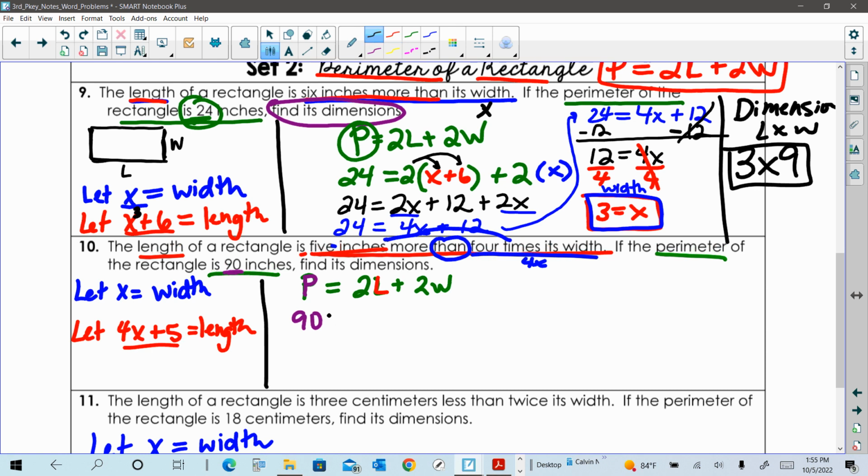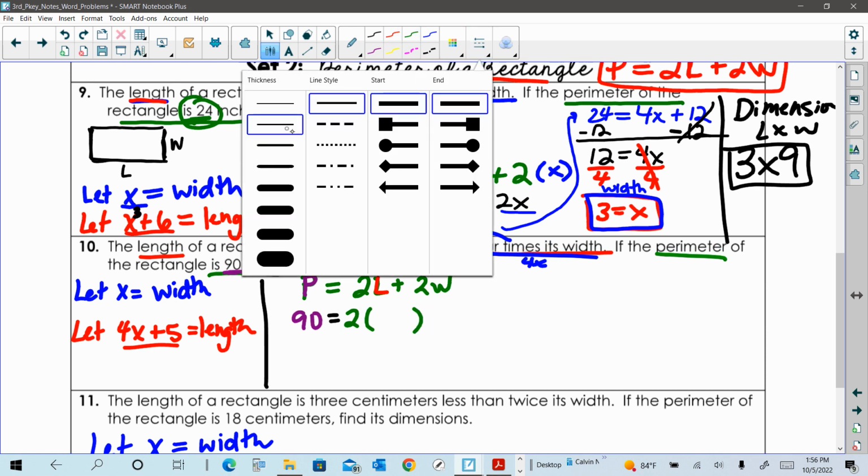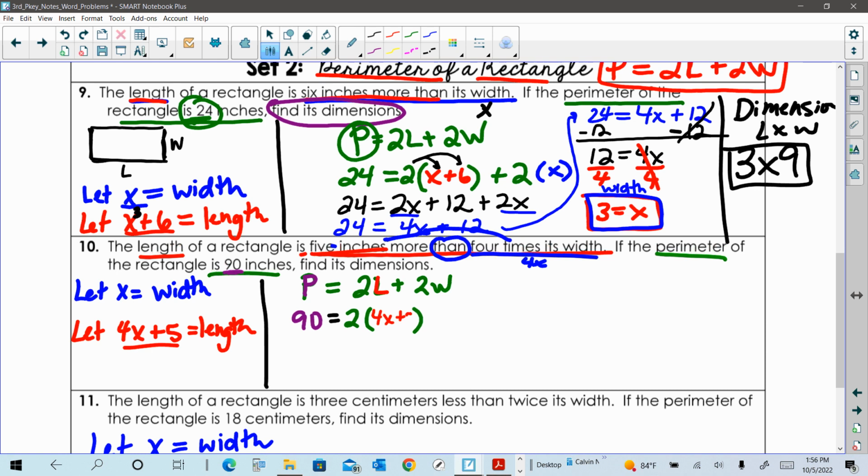So my equation is going to be 2 parentheses, the L. The L was the 4x plus 5, so that should be inside the parentheses. Then we're going to do plus our 2W. W is our x, so this is really just saying 2x. Okay, I can do parentheses, but I'm multiplying there. So now we need to distribute the 2 here. So we get 90 equals 8x plus 10 plus 2x.